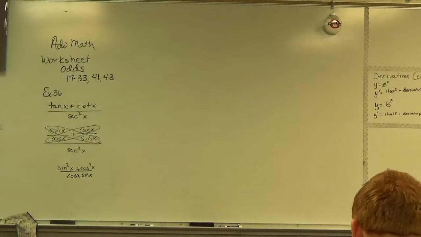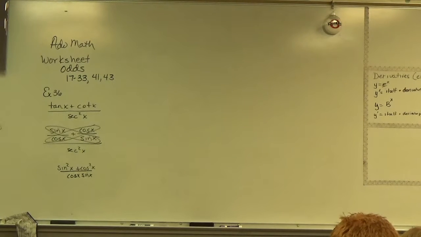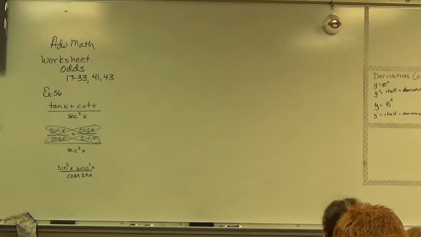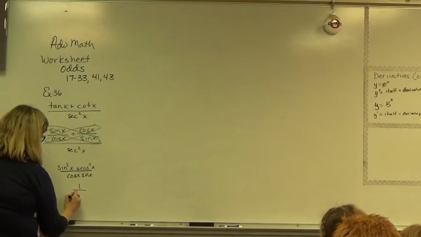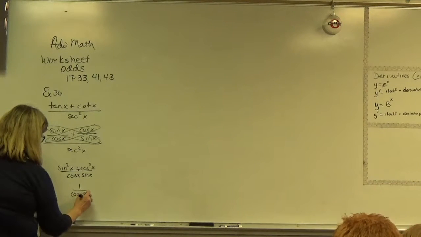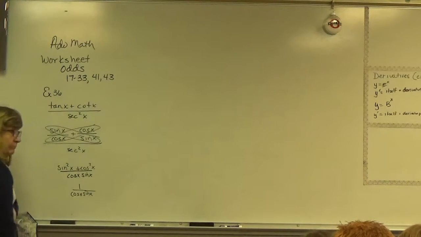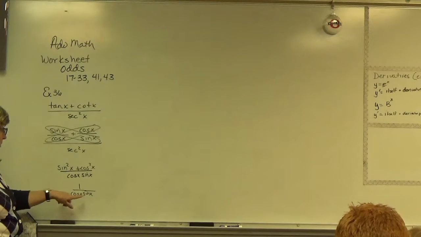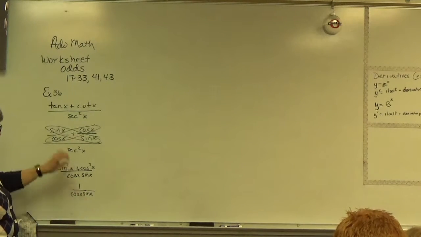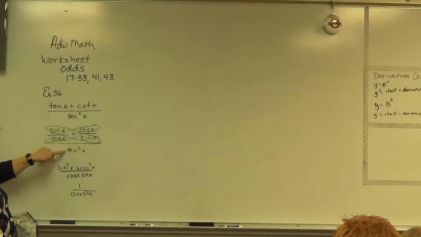Okay, now Dalton, what do you see on that one? The sine squared and the cosine squared can turn into 1. That's what I would go to. Does everybody agree with that? Mm-hmm. So we have 1 over cosine sine as a numerator, and it's being divided by secant squared.